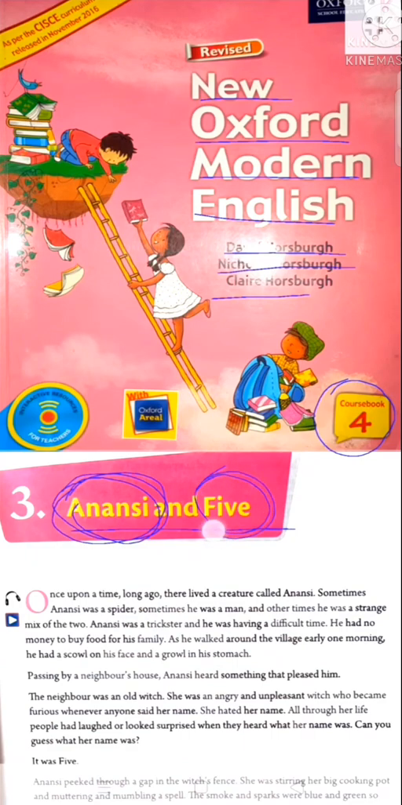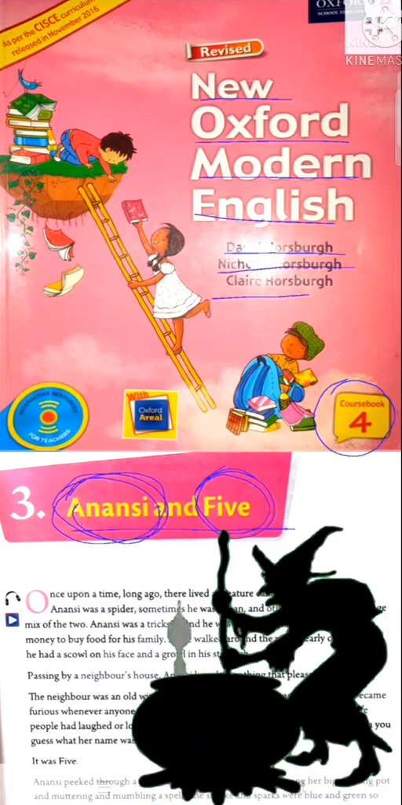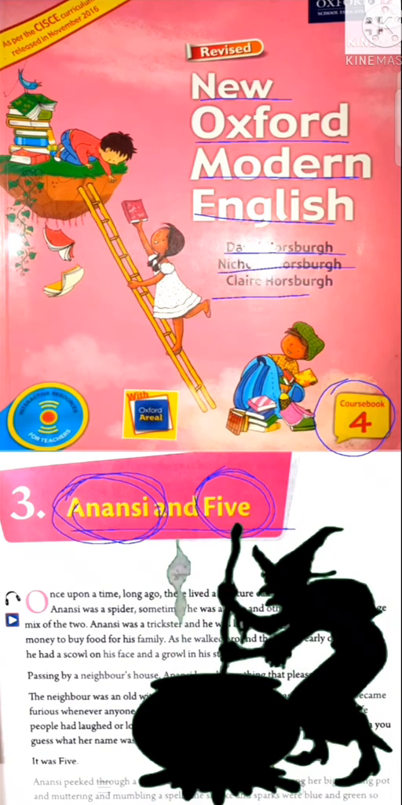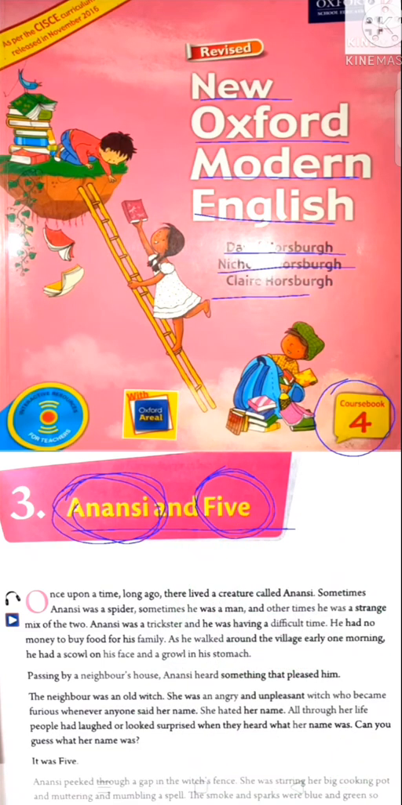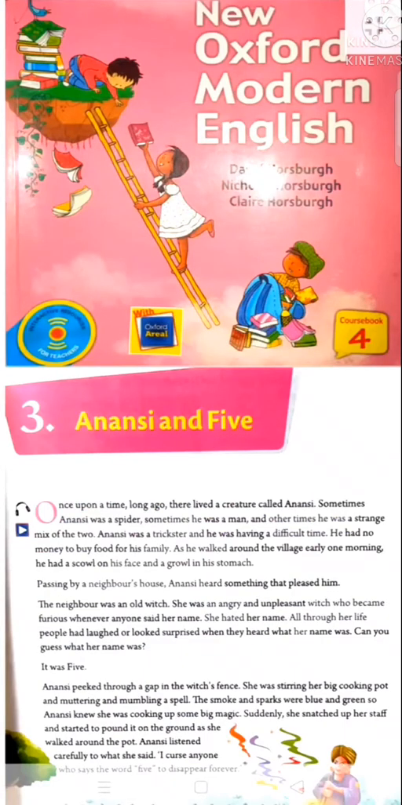And this 5 is also a character's name. As you have your own name, here the name of the witch is 5. Yes, interesting. And this is the main thing which we will learn, and this 5 is a witch, as I discussed. Now let us start with the story Anansi and 5.